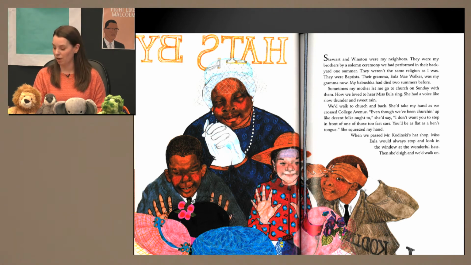and we'd walk on. Now, right there, we are seeing an example of Patricia Polacco's writing where she mentions her grandma, her babushka, who had died. Remember, she includes uncomfortable and comfortable stories from her childhood.